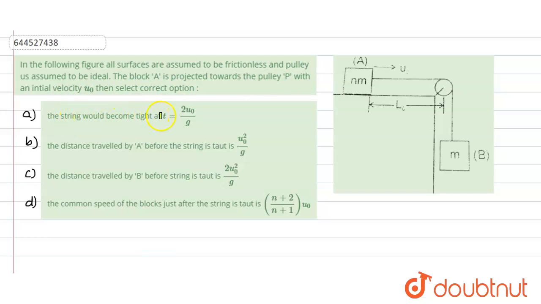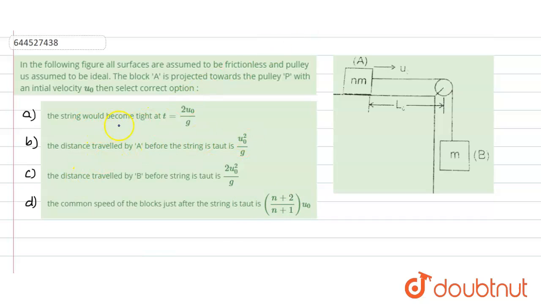The string would become tight at t equals to this amount of time, or the distance traveled by the block A before the string is taut is u square by g. Distance traveled by the B before the string is taut is 2u square divided by g. And finally, the common speed of the block just after the string is taut is (n plus 2) divided by (n plus 1) into u naught. We need to check which option is the correct option.